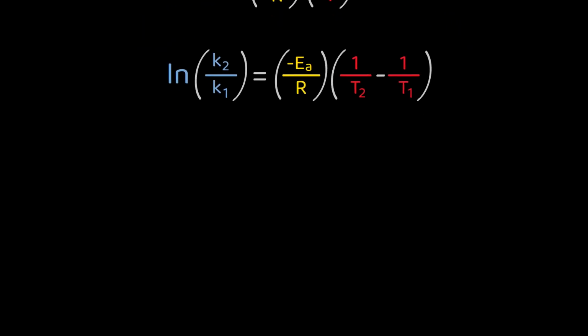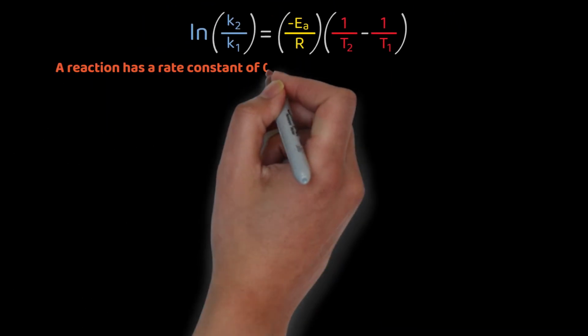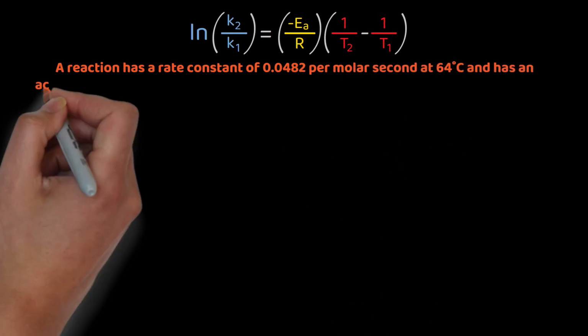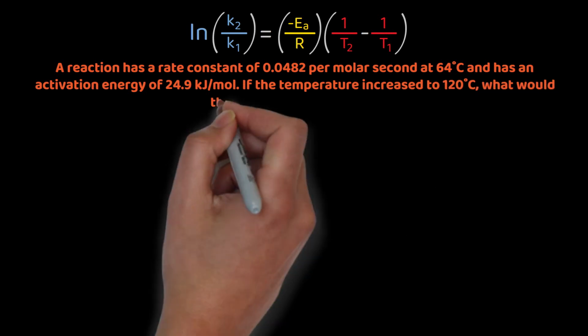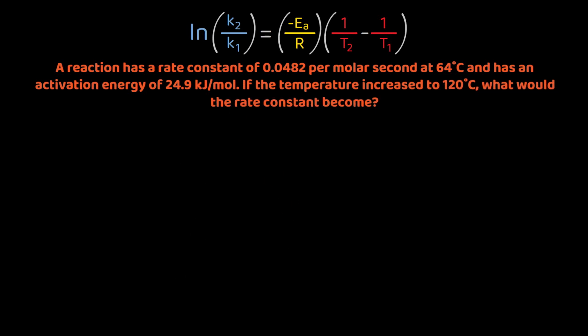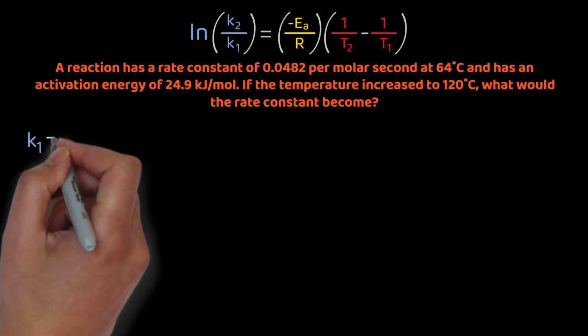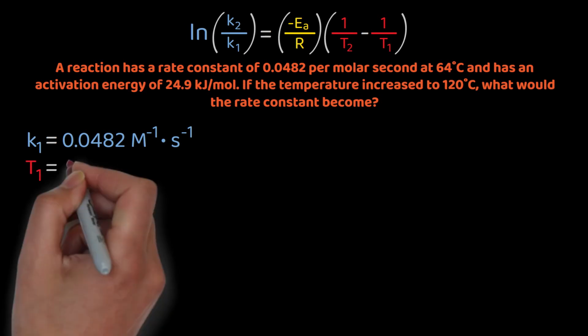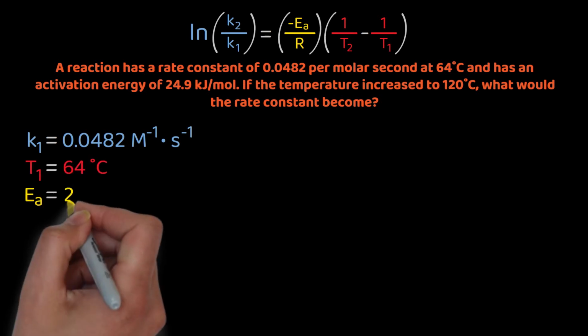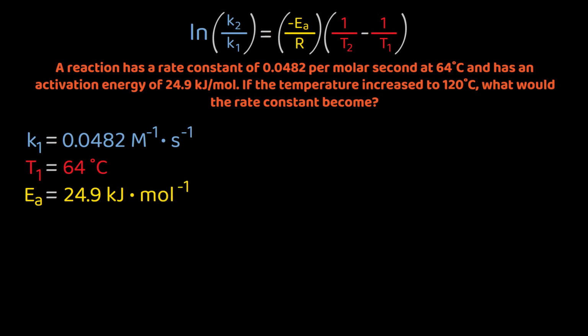A reaction has a rate constant of 0.0482 per molar second at 64 degrees Celsius and has an activation energy of 24.9 kilojoules per mole. If the temperature increased to 120 Celsius, what would the rate constant become? So, K1 is 0.0482 per molar second. Temperature 1 is 64 degrees Celsius, and the activation energy is 24.9 kilojoules per mole. If the temperature increased from 64 to 120 degrees Celsius, what would the rate constant become?